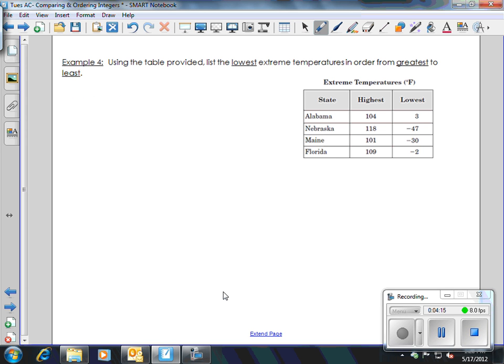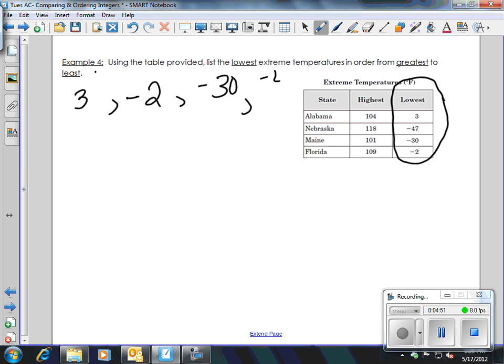Using the table provided, list the lowest extreme temperatures in order from greatest to least. First of all, it's talking about the lowest extreme temperatures. So we're going to want to talk about this column over here. And it did ask us to list the temperatures, so not the state names, the actual temperatures in order from greatest to least. So the largest number we have over there is a 3, followed by a -2, followed by a -30 and a -47.